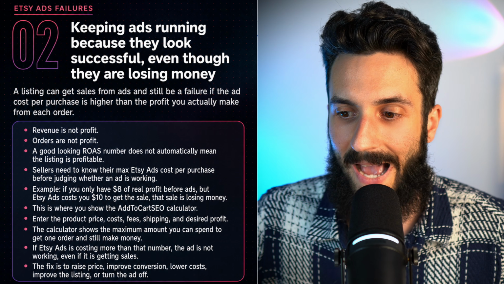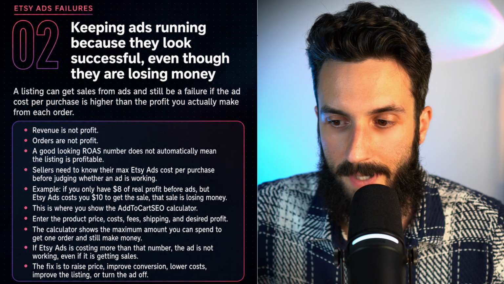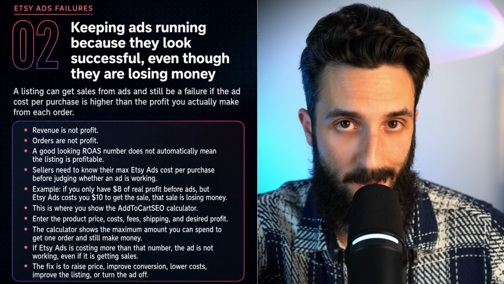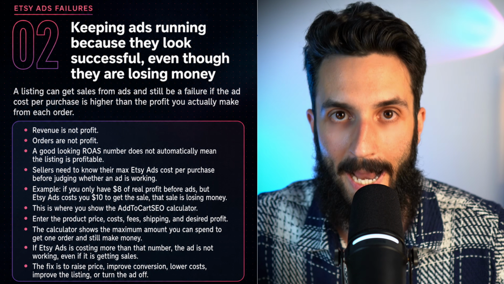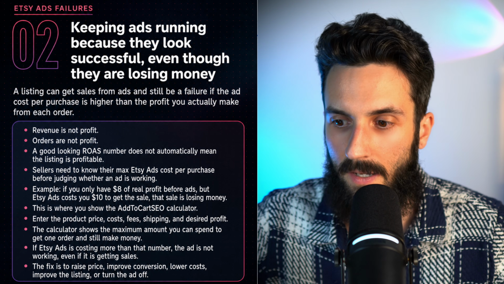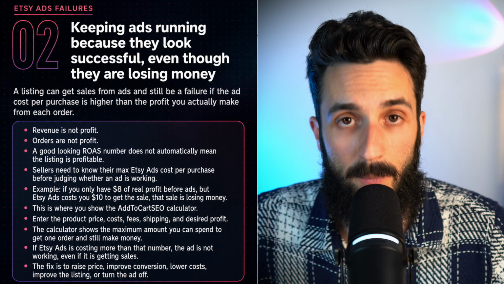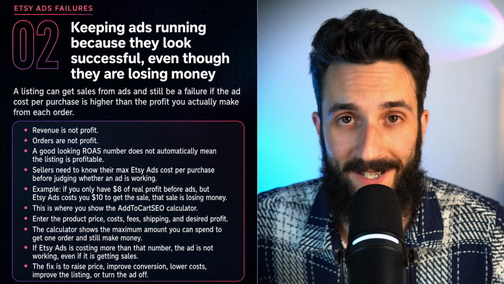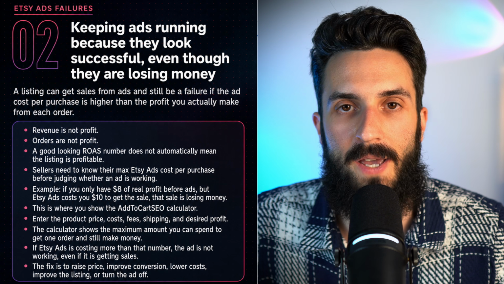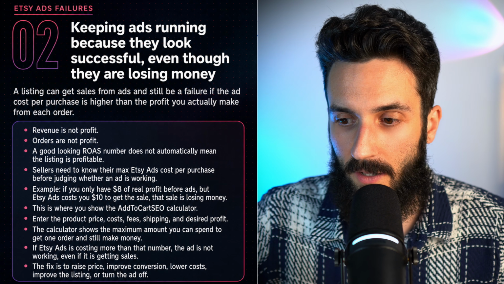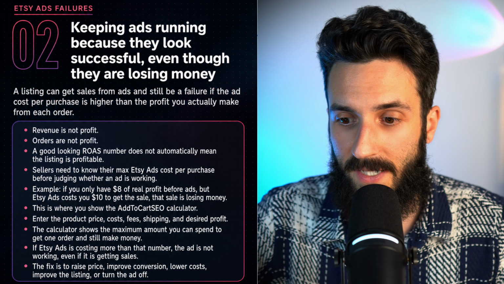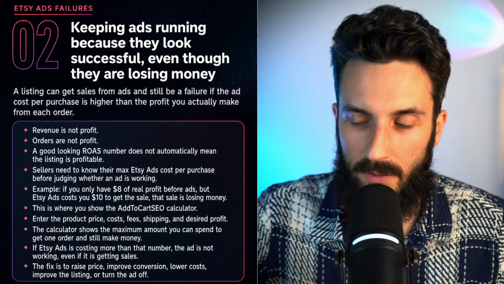Sellers need to know their max Etsy ads cost per purchase. That's how much money you are willing to spend to get one order and profit, okay? You need to know that before judging whether an ad is working or not. Otherwise, you will be blind and you may waste a lot of money. You'd be surprised. If you only have $8 of real profit before ads, but Etsy costs you $10 to get the sale, you're losing money.